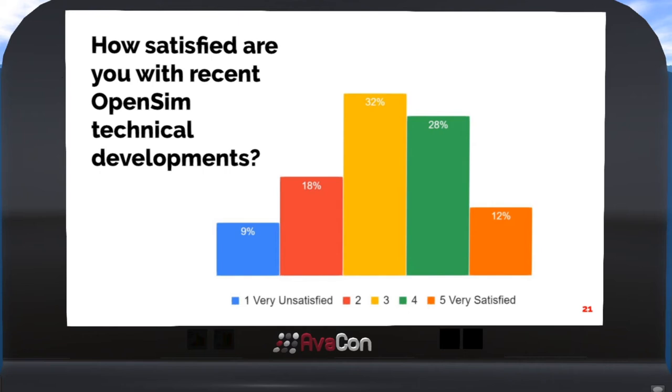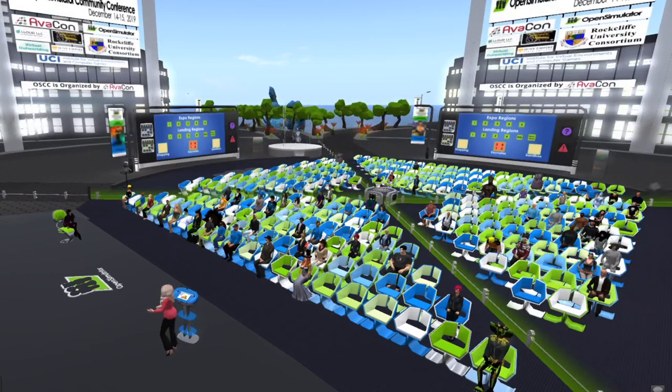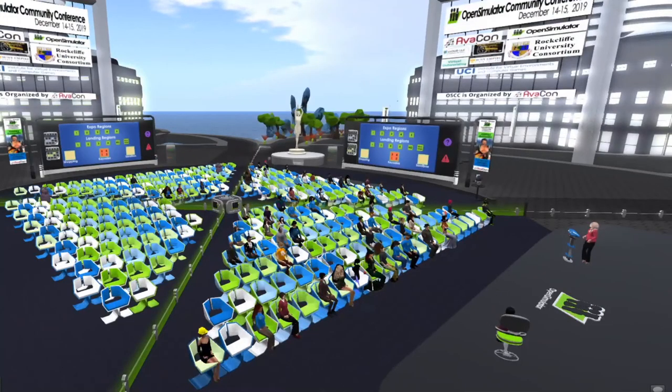So as far as recent technical developments are concerned, people are more satisfied than unsatisfied. But there's been some progress in the OpenSim technology, as we heard earlier this morning from the developers panel. But it hasn't been as radical as some people expected it to be. The progress has been very slow and very incremental in OpenSim. And some people are disappointed with that. And I heard about some of that in the comments, which I'll be sharing at more length on the website next week.